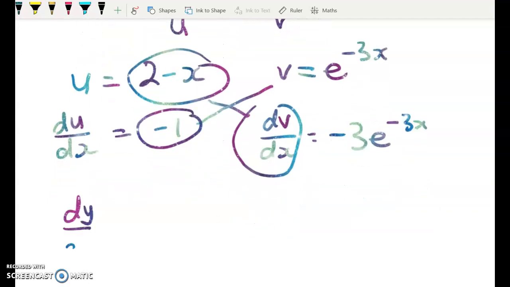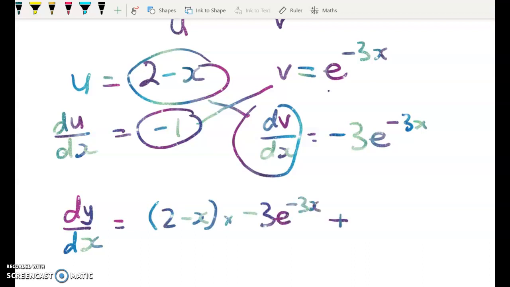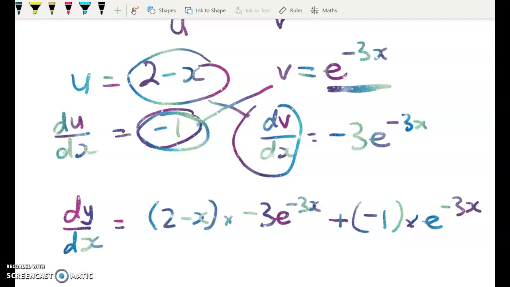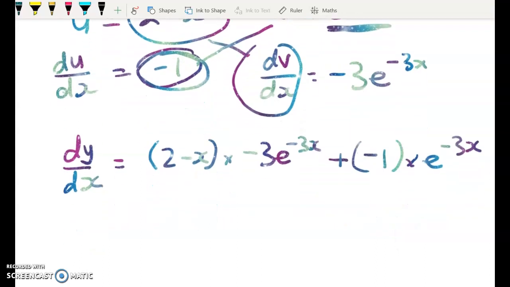So dy by dx is equal to the first function, 2 minus x, times negative 3 e to the negative 3x, plus v, the second function, times the derivative of the first function. So it's going to be plus negative 1 times e to the negative 3x. Just be really careful with your negative signs. That cleans up to give me this, e to the negative 3x into (2 minus x).